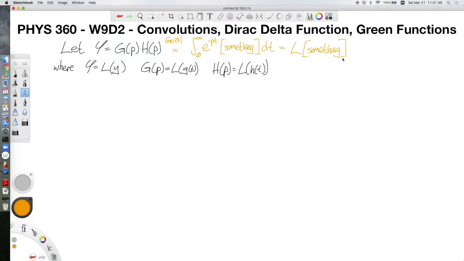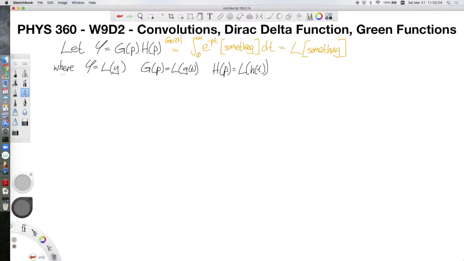So the something here would be the inverse Laplace transform of big Y, exactly what we're trying to find. So our whole goal here is to rewrite this function for Y in this form we've laid out here in orange, and we're going to do that in a few steps.